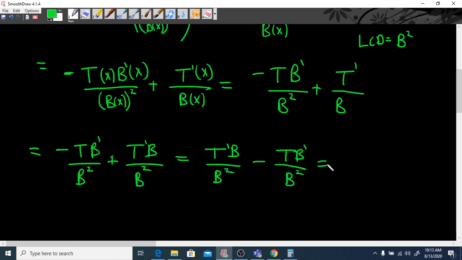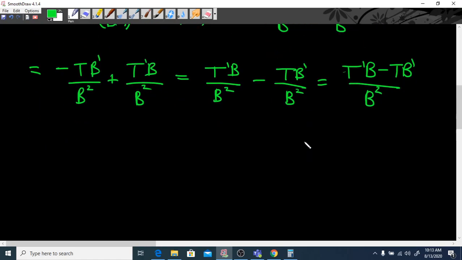And now our denominators are the same, so we can combine the numerators in the following way: t prime b minus t b prime over b squared. And the last thing I'm going to do, just to make this a little bit easier to remember: t prime and b are being multiplied, and order of multiplication doesn't matter. So I'm going to do b t prime minus t b prime over b squared. And this is the quotient rule.